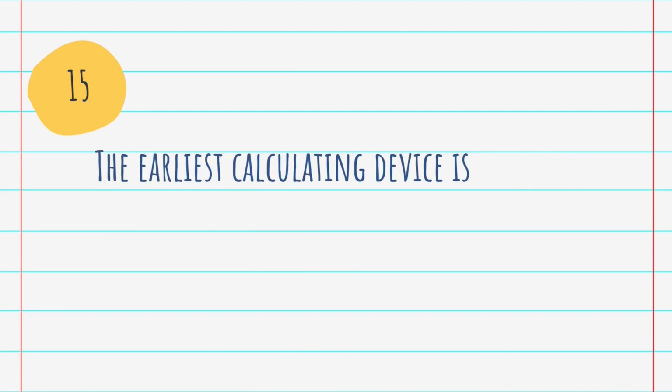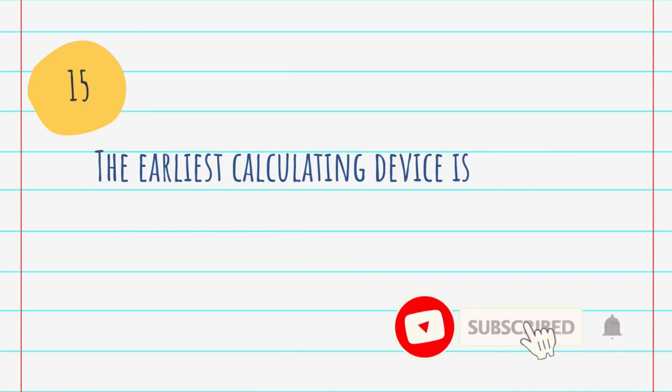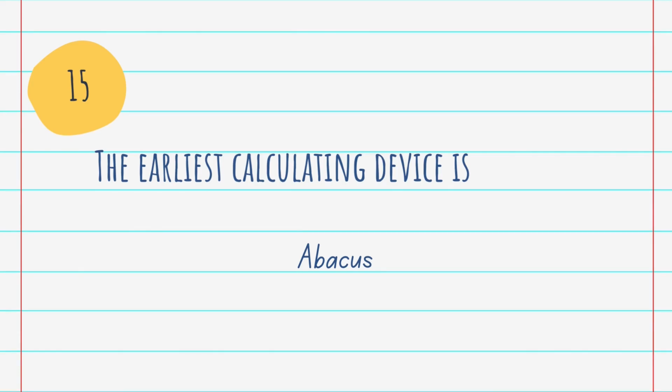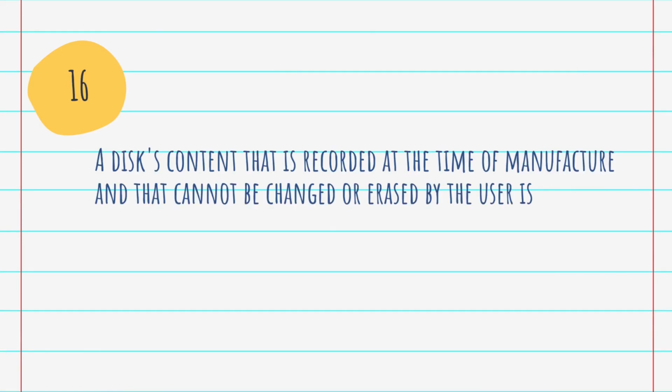Question number 15. The earliest calculating device is. Answer is abacus. An abacus is a calculation tool used by sliding counters along rods to perform mathematical functions.